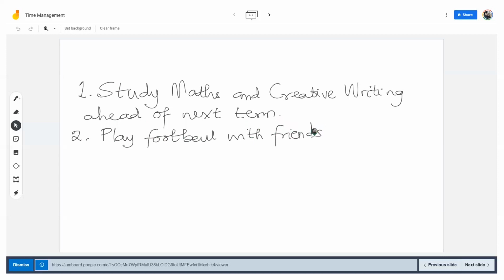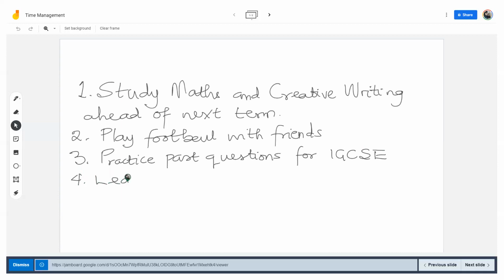You may decide that the third thing you'd like to achieve, for instance, the young man mentioned that he would like to practice past questions for his IGCSE exams. Next, he also said he wanted to learn Monopoly. I mean, it's his decision. You can come up with anything else. He doesn't have to follow this pattern.